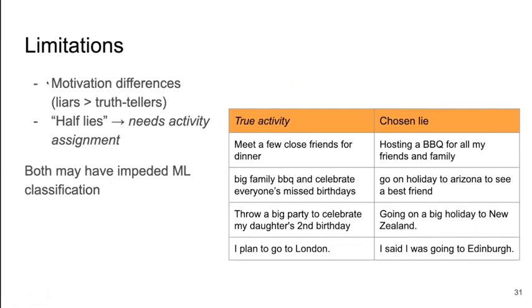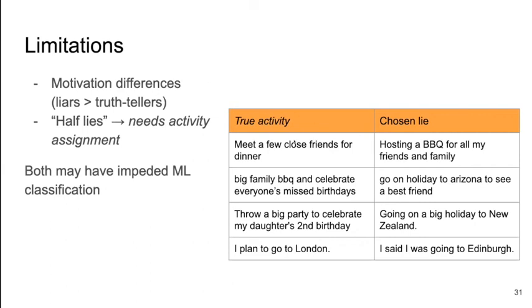Now, last slide, limitations and issues with this. Without spending too much time on it, because I still want to listen to Vero's talk, of course. Motivation differences, we saw them. Liars were more motivated than truth tellers, which is of course a potential confound. And we had self-chosen lies, and many of them were actually half lies. So this may have been this embedded lies issue.